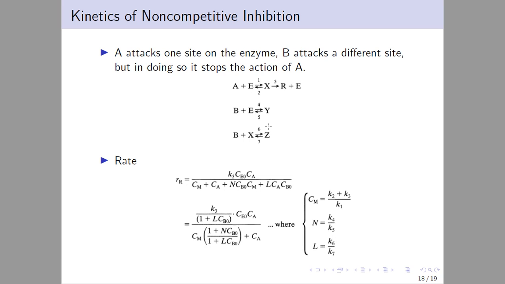Meaning that L is greater than N, so A is reacting with the enzyme much faster than B. B tries to attack the intermediate X, but not the enzyme. So the reaction of A is dominating, and we can have higher production of R.